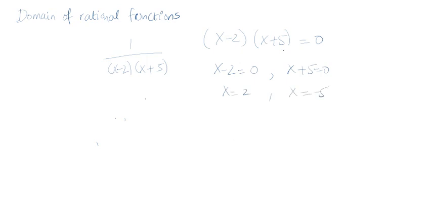So these are the two values of x which make the denominator become 0. So we have to exclude them. So x is an element of R, and x can't be 2 and x can't be minus 5. So that would be your domain.